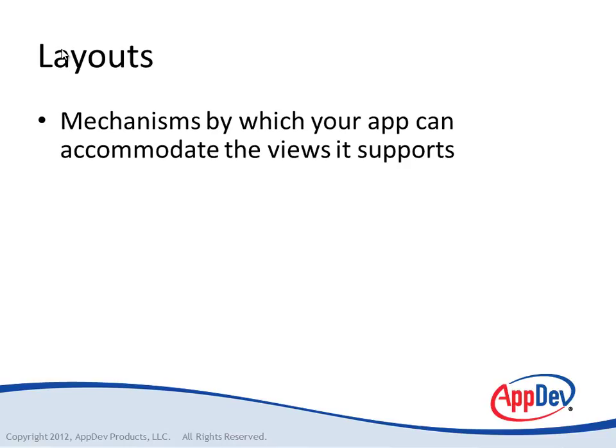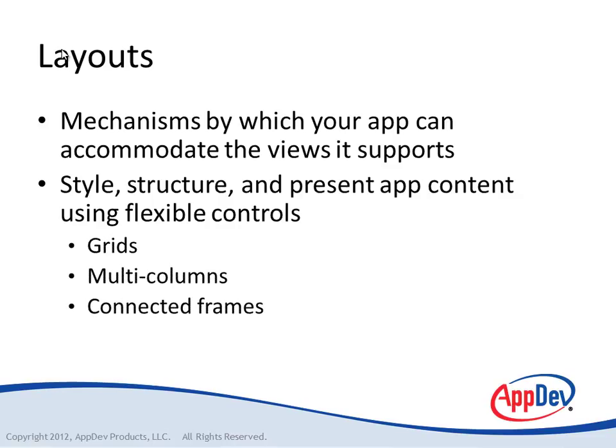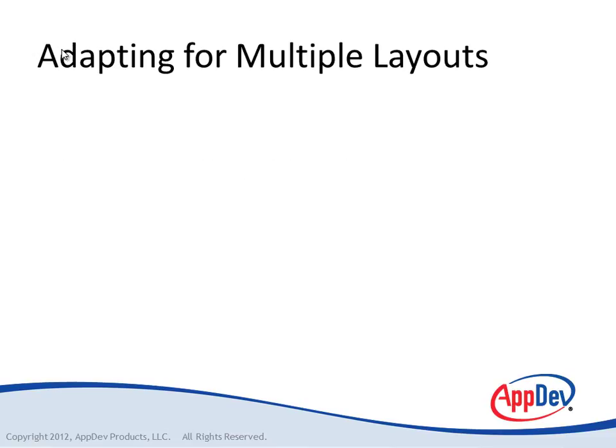In landscape view, you might use a certain layout, where in portrait view, you use a different kind of layout. A layout allows you to style, structure, and present your app content using flexible controls like grids, multiple columns, connected frames, and flexible boxes that change their shape and size based on the view you have current. You need to adapt for multiple layouts.